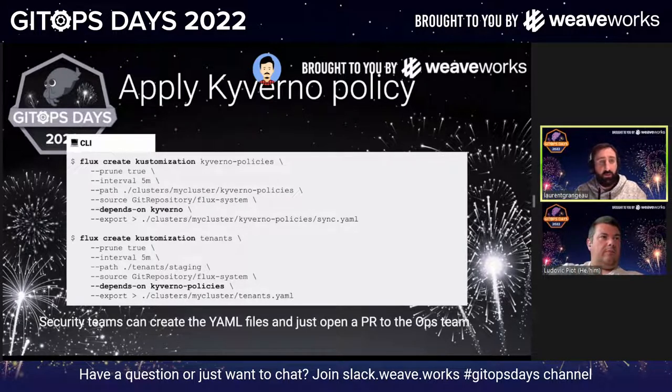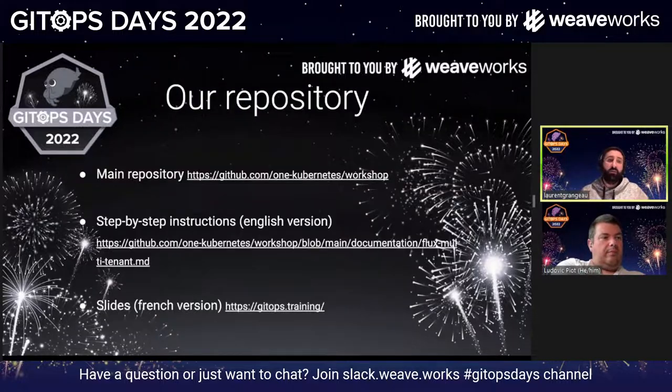And of course, when we talk about security, security teams can create the YAML file and just open a new PR on the ops team. So it really also brings collaboration between two or three different teams: the developer, the operations, and the security teams. And that's what GitOps brings, you can bring a DevSecOps pipeline to life.